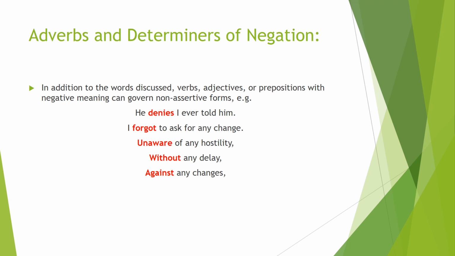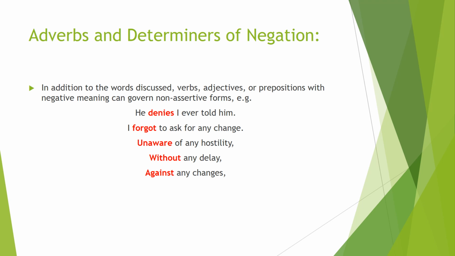"I forgot to ask for any change." Another verb which is also negative in meaning is forget. Forget is the opposite of remember. When we say remember, it has a positive meaning, but when we say forget, it has a negative meaning. Because the verb forget has a negative meaning, the sentence in which it is used is also negative. That's why we should use in it a non-assertive form. We have also unaware. This is an adjective which has a negative meaning because of the use of the prefix un. When we add this prefix to the beginning of a word, it changes it into the opposite. So aware is a positive adjective, while unaware is a negative adjective in meaning.